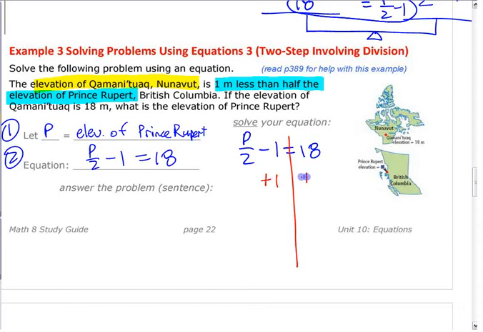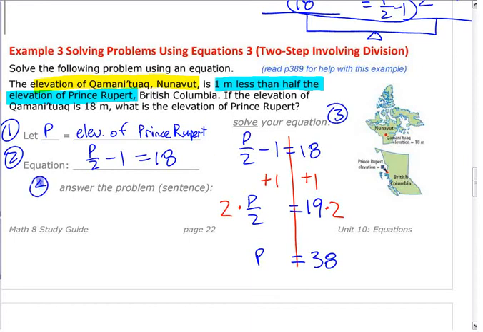Plus 1, plus 1. You have left then just the P divided by 2, and you have 19. What's a good next step here? Yeah, times this. Times 2. This one involved division in the equation, so you're going to multiply it. Get rid of it. This leaves you with just Prince Rupert on that side, and 2 times 19 is 38. Okay, and then you can answer your equation. That was step 3, solving it.